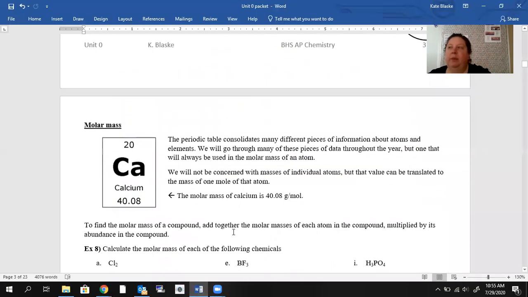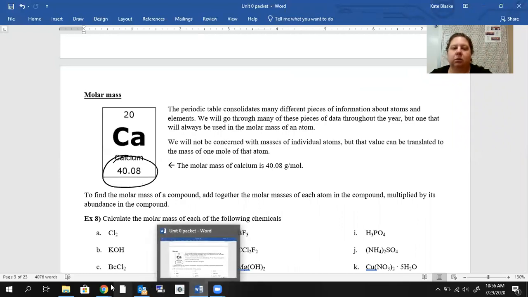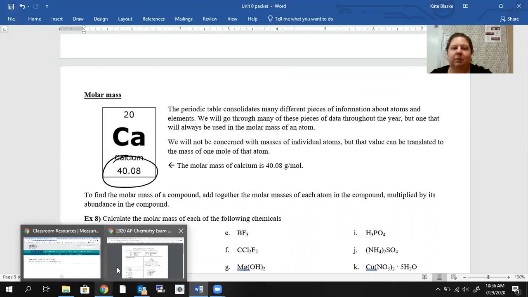Also remember that on the periodic table, they have information about your molar mass. The bottom of the periodic table has your molar mass. That value tells you how many grams that element has per mole. So if we're looking at calcium, its number is 40.08. That means there are 40.08 grams of calcium in 1 mole of calcium. We do not round molar masses. We keep them exact numbers.